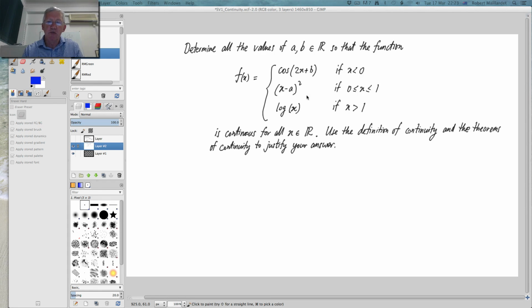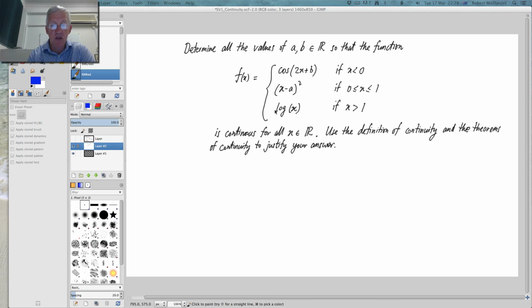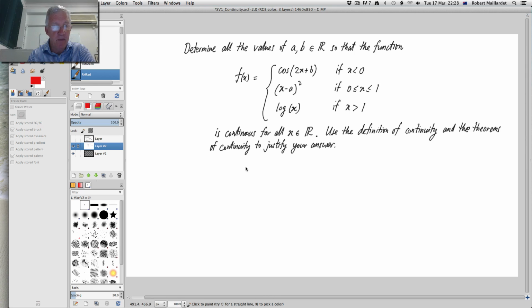So the first thing I want to do is make sure that you really understand how this piecewise function definition works. Of course the function cos 2x plus b is a perfectly well-defined function for all values of x. So I can give that a name. Let's call that g of x, and that's going to be the cosine of 2x plus b, and it's defined that way for all x values.